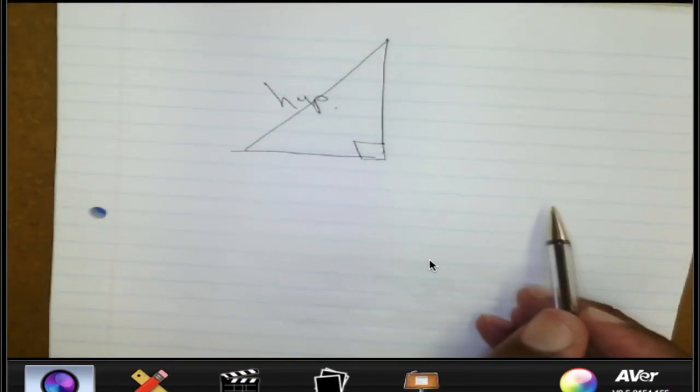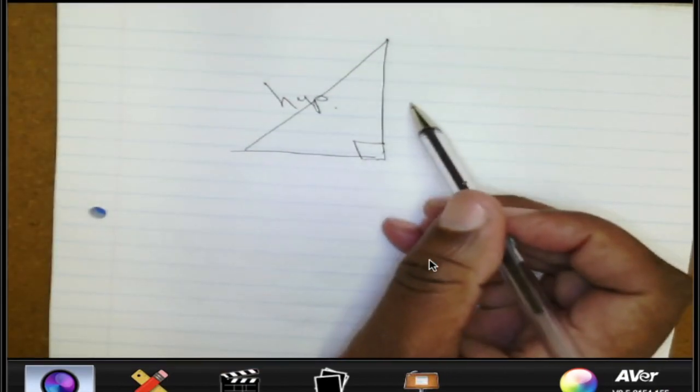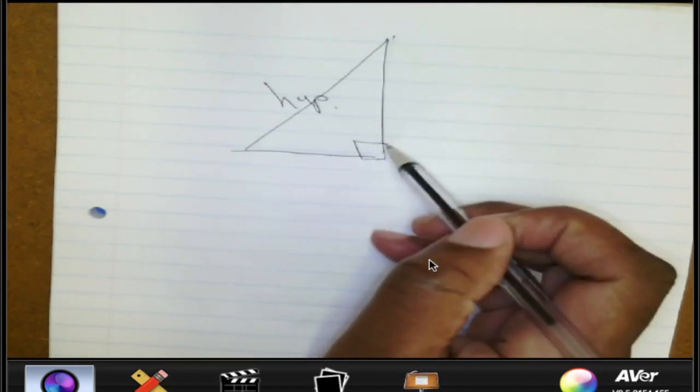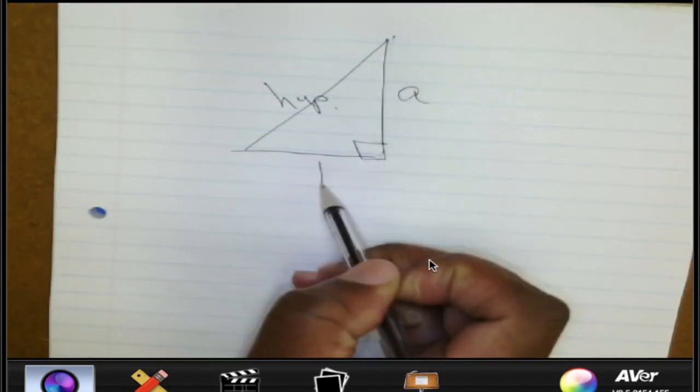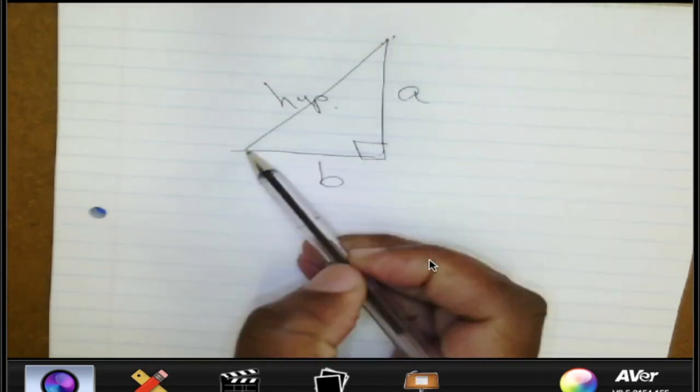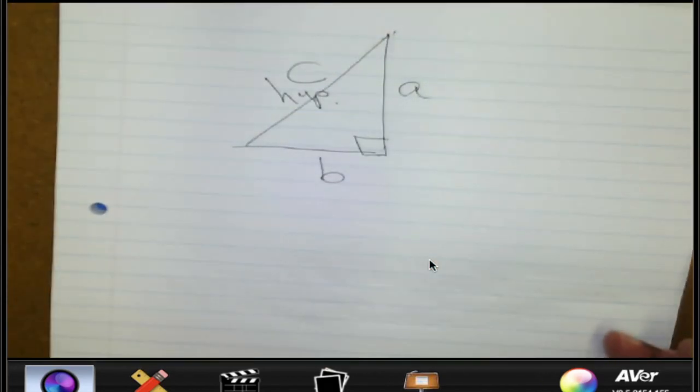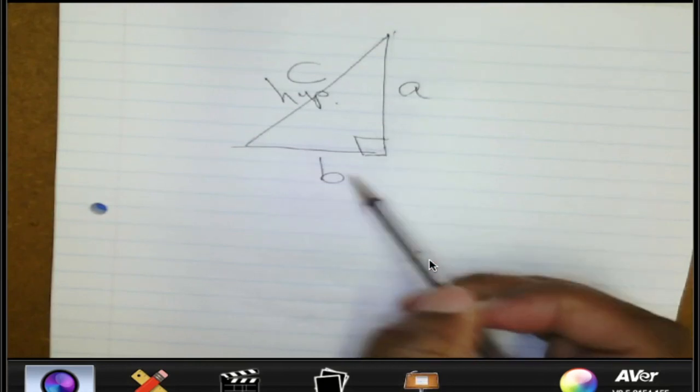Okay, guys, so let's do this. Suppose the length of this side is A, and suppose the length of this side is B, and the length of the hypotenuse, let's make it C. So we are saying we can draw squares on each of the sides.